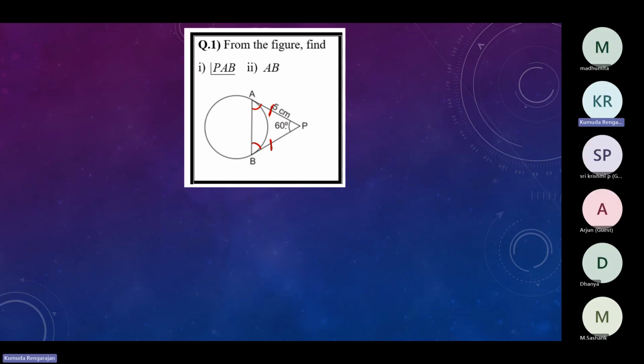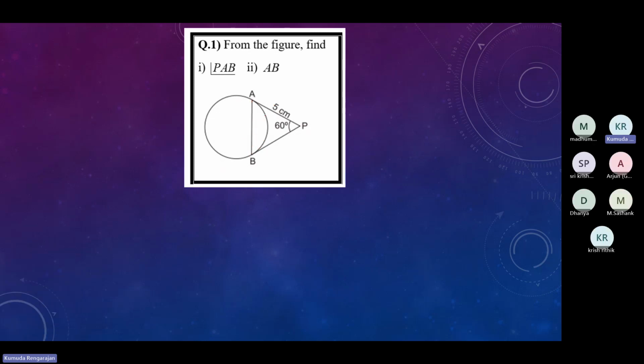So 180 minus 60, 120. So it will be 60 here and 60 here, which means PAB is equiangular. You can see each angle is 60 degrees. So PAB is equiangular, which means it's also equilateral. So AB is equal to 5 centimeters.